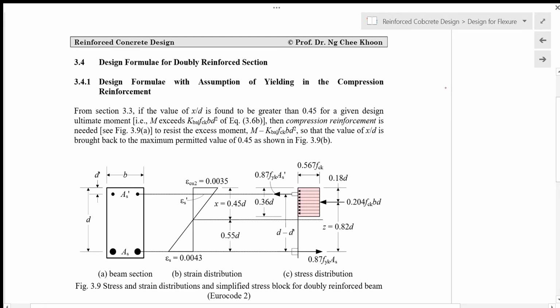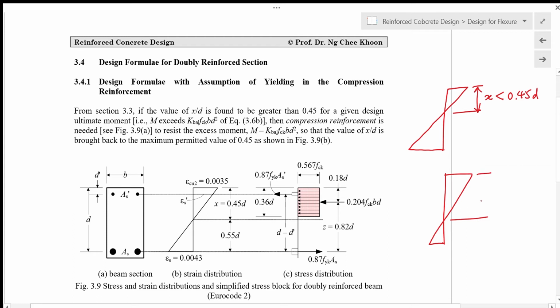When we design the singly reinforced beam, we must make sure that the X over D ratio is less than 0.45, or X is less than 0.45 D. But sometimes when the moment is very large, we have a situation where if we still design it as a singly reinforced beam, then X will be greater than 0.45 D.